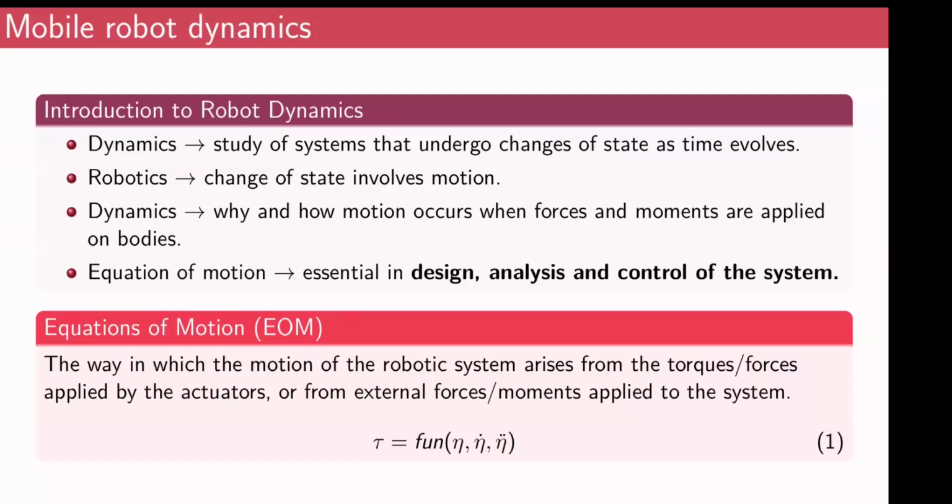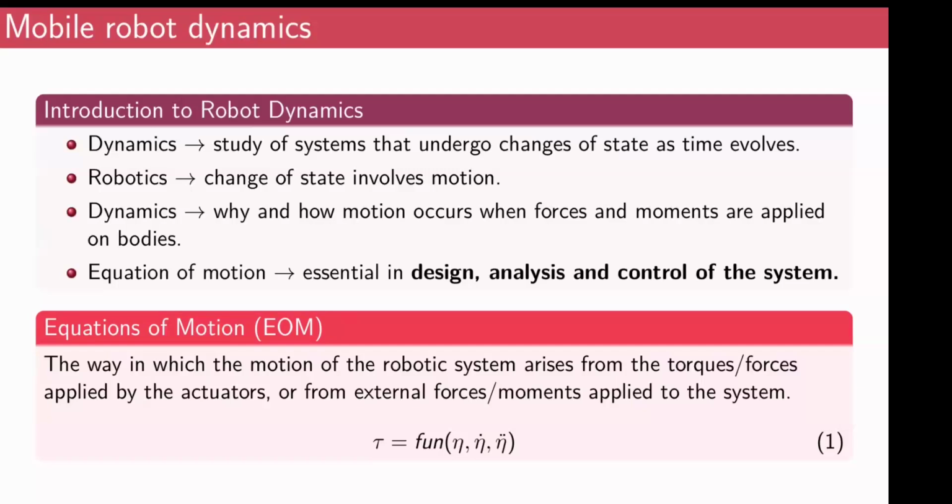For example, if you drive all the wheels of a differential wheel robot with a constant torque, we expect the mobile robot to move forward, right? If all the inputs are of the same magnitude and of the same direction, we expect the differential wheel drive to move forward. So basically, dynamics covers how the system's state changes as time occurs.